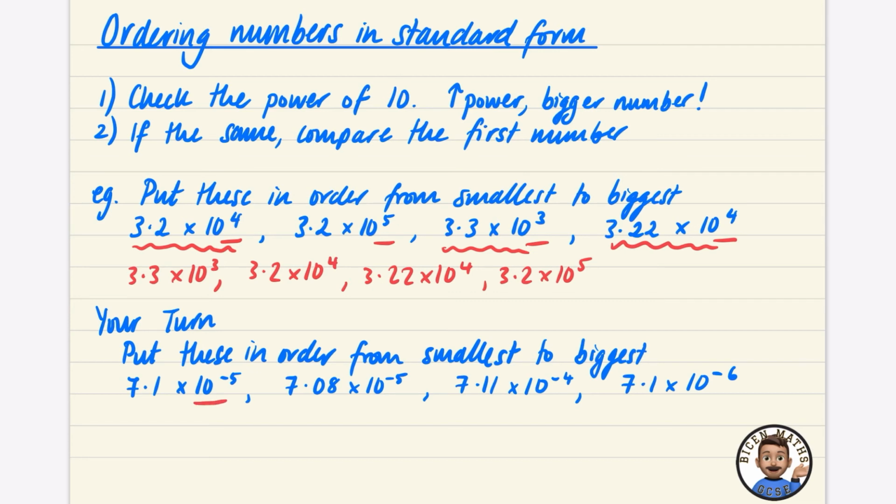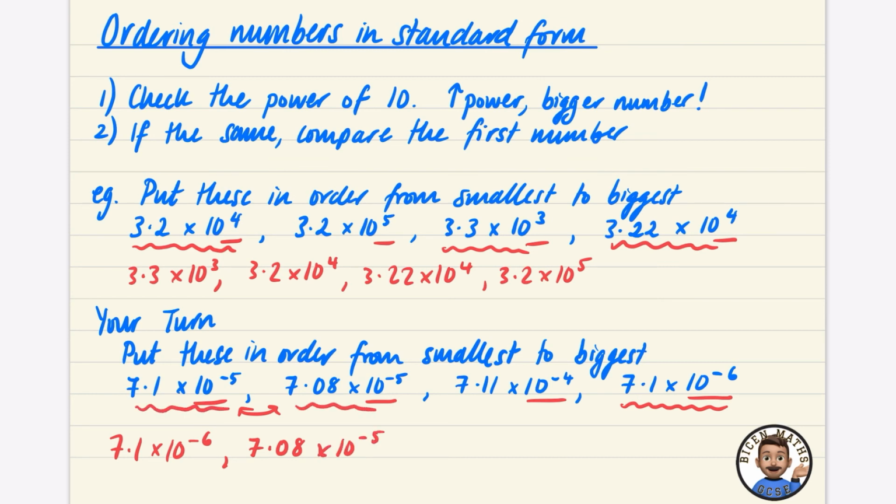Okay, so we have a power of -5, -5, -4, and -6. -6 is the lowest, which means it is the smallest. So 7.1 times 10 to the power of -6 is the smallest one in the list. Now these two that we've got here both have a power of -5, which would be the next smallest number. We need to decide which is bigger, the 7.1 or the 7.08. And the 7.1 is bigger, meaning the next smallest is 7.08 times 10 to the power of -5.